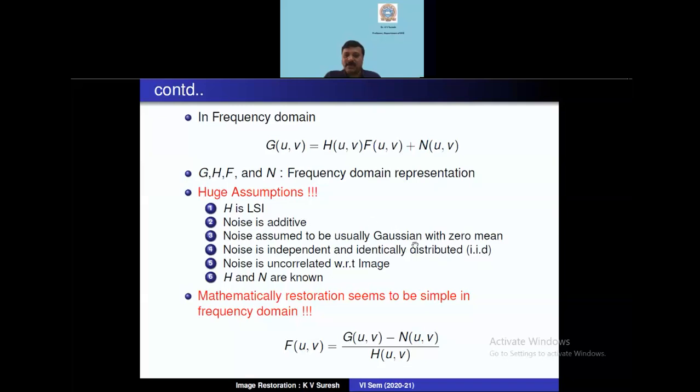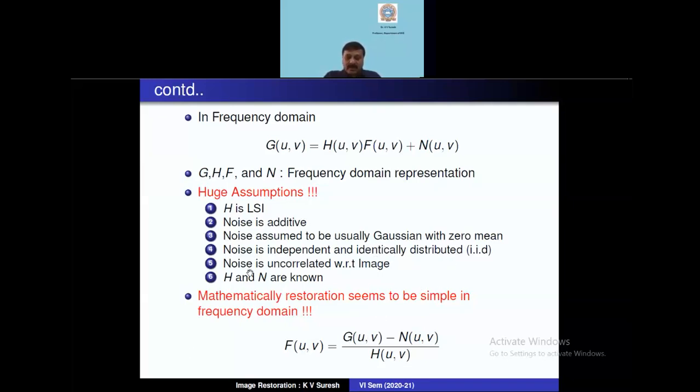That means if I assume Gaussian distribution for the noise, all the pixels are corrupted by Gaussian distribution only. Suppose you don't have this assumption, and one pixel is corrupted by a Gaussian type of distribution and another pixel by some other distribution, it is very difficult to remove such noise. So the fourth assumption is that noise is independent and identically distributed. In short, this is called IID. Those of you who did random processes discussed IID random variables in detail.